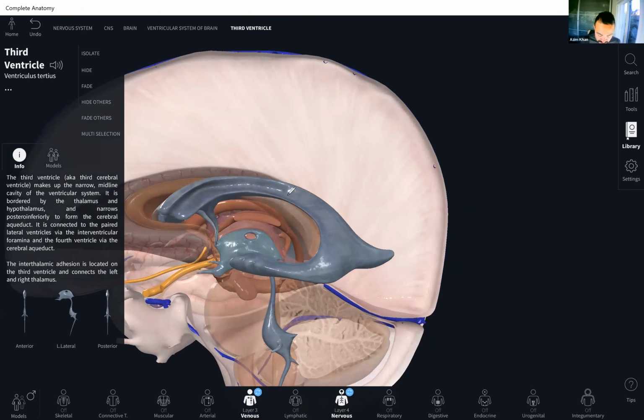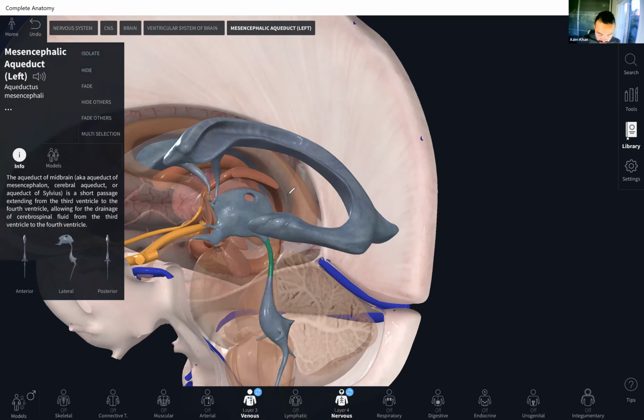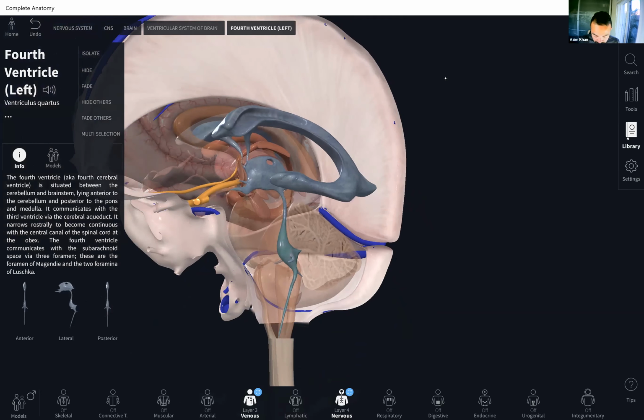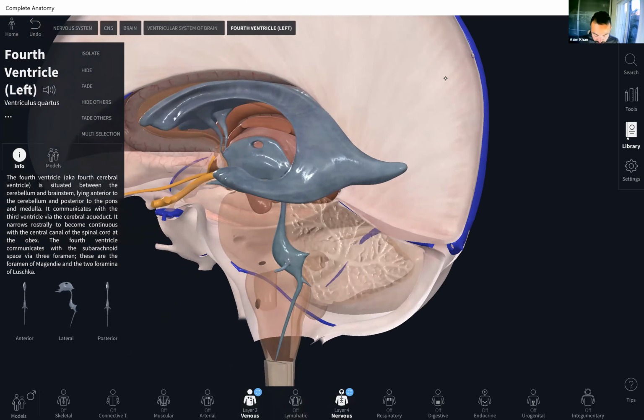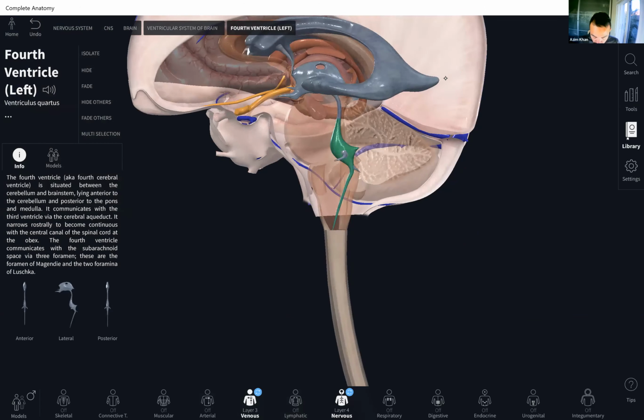The third ventricle leads down through a narrow passage called the cerebral aqueduct. They call it mesencephalic aqueduct. We'll call it cerebral aqueduct. And from the cerebral aqueduct, we go down to the fourth ventricle. From the fourth ventricle, we'll get to the central canal.